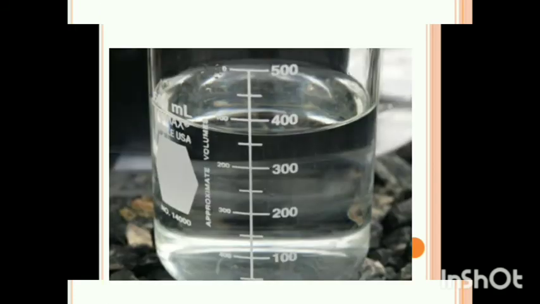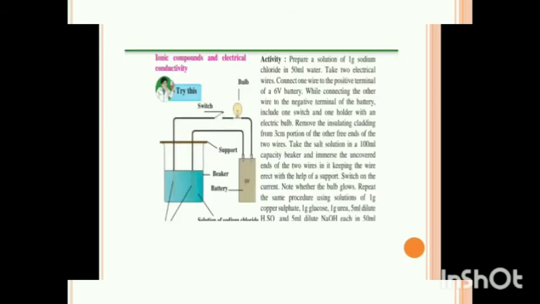Then take two electrical wires, connect one wire to the positive terminal of a 6-volt battery, while connecting the other wire to the negative terminal of the battery. Include one switch and one holder with an electric bulb. Now remove the insulating cladding from a 3 cm portion of the other free ends of the two wires. Take the salt solution in a 100 ml capacity beaker and immerse the uncovered ends of the two wires in it, keeping the wires erect with the help of a support.